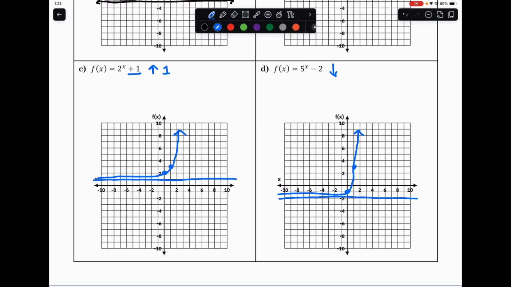Okay, so that concludes the first part on exponential functions.